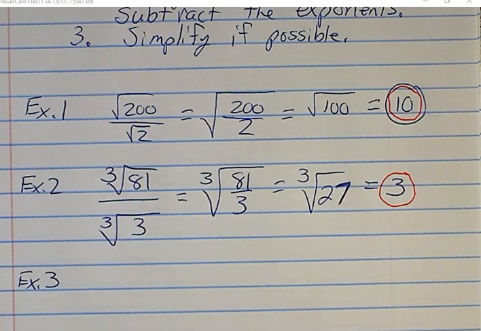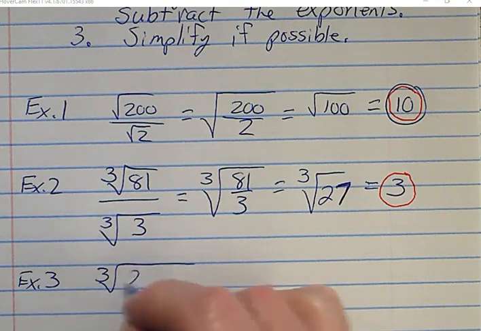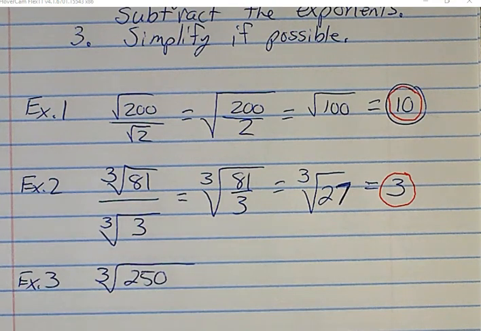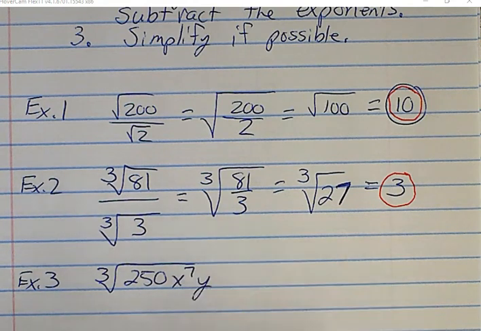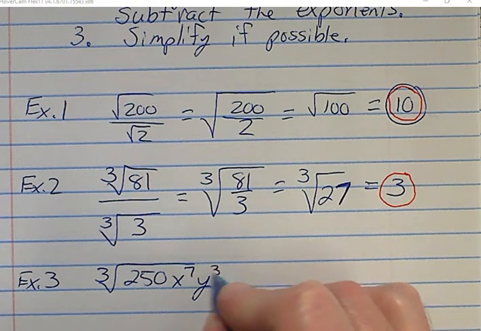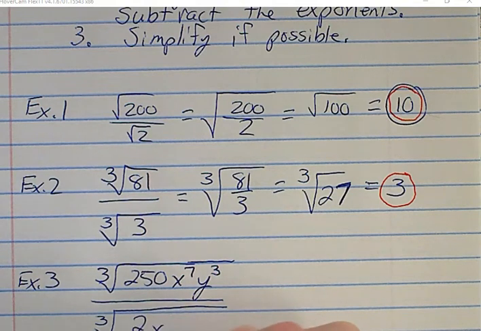So for this one, let's go third root of 250 x to the 7th and y to the 3rd. Let's put that over third root of 2x squared y.